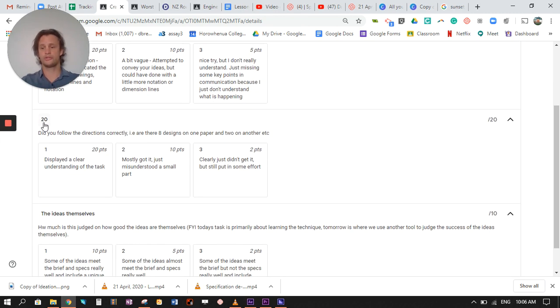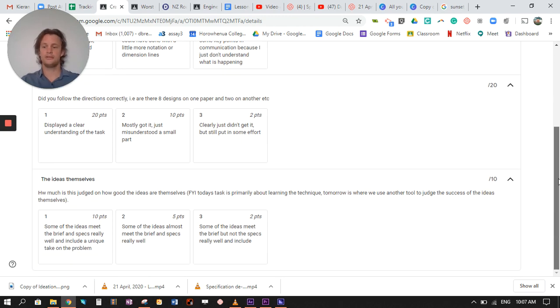Also down here, there's 20 points up for grabs in terms of how well you follow the task. If you display that you've clearly understood the task, you get 20 points. If you mostly got it, but missed out a few things, then you'll get 10. If you just didn't get it at all, but you still tried, you get 2 points. Yay!